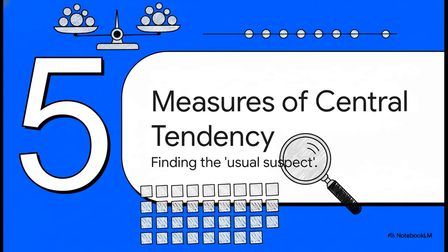All right, now for the main event. Our data is organized, it's visualized, now it's time to find the heart of the story. We need to find the typical value. And for this job, we have 3 main tools, our 3 usual suspects: the mean, the median, and the mode.